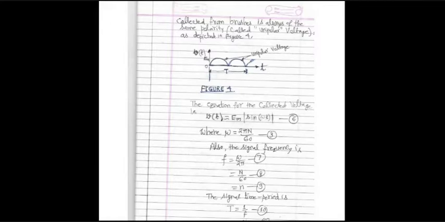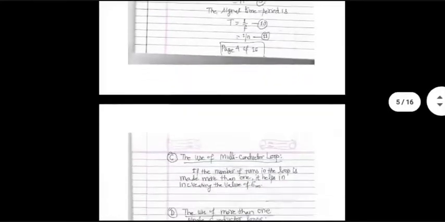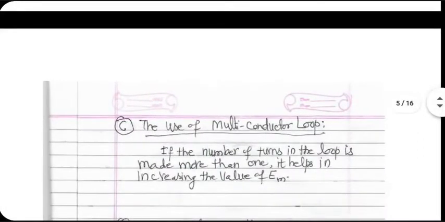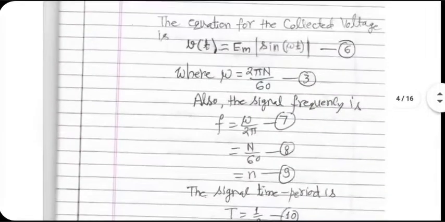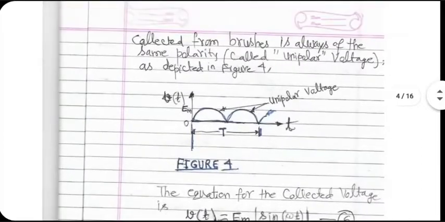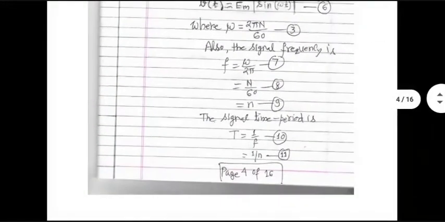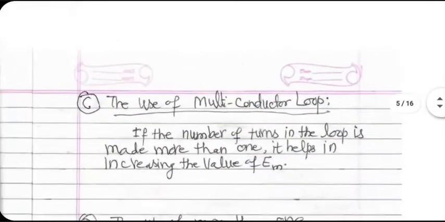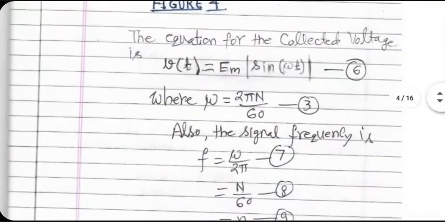Now, how to convert this into a DC signal? Next step. We use multi-conductor loops. Okay, that is one thing, but that probably will not help much in smoothing the waveform. However, it would help in improving the value of the peak voltage, that's for sure. Because Faraday's law has the number of turns in the equation. So if you can have more than one turn, it will definitely help in improving the value of EMF.